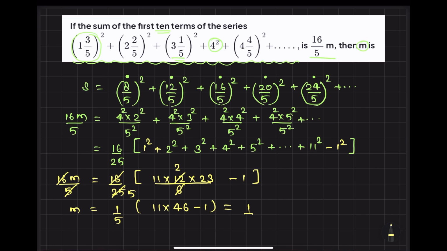So it is 1 by 5 times, 11 times 6 is 66, carry 6, 4 times 11 is 44, and 6 makes 50, minus 1. So it is 5 not 5 by 5. So you can do the simplification part. So we will be left with 1 not 1. Therefore, the required value of m is 1 not 1.